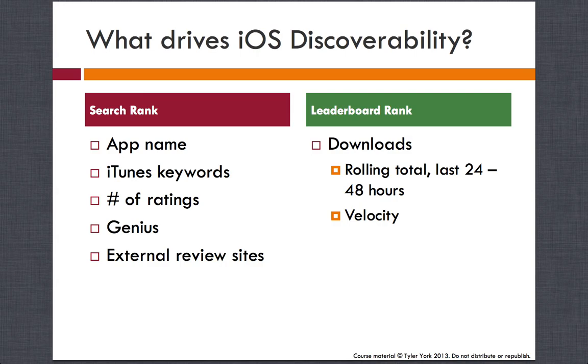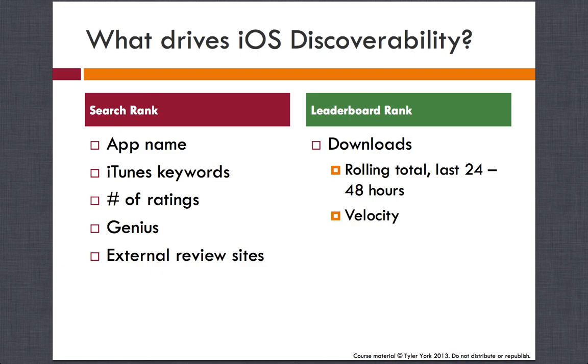Leaderboard rank is just pure downloads. So it's typically a rolling total of downloads from the last 24 to 48 hours. Some say 24, some say 36, but it's basically your last day's worth of downloads that are going to determine where you fall on the leaderboard rank. And you really don't see significant download volume for organic in this way until you get up into the top 100 or really top 25. Once you're in the top 25, though, this can be worth tens of thousands of downloads per day. And if you get all the way to the top 5, it can be more than that.